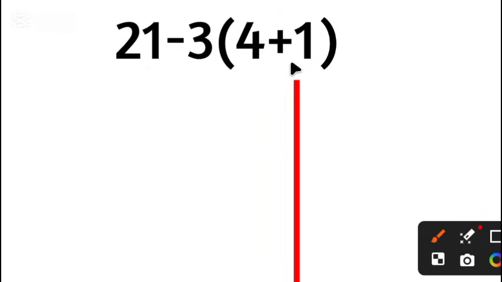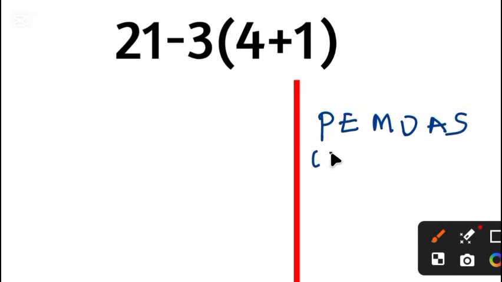Because when you follow the order of operations called PEMDAS, P here stands for parentheses. Let's do the parentheses. 4 plus 1 equals 5. Multiplication here, and the 3, the subtraction there, the 21 here. So we have 21 minus 3 times 5.